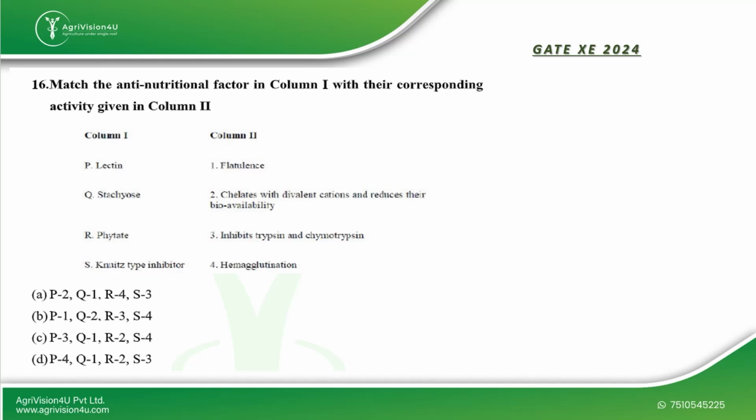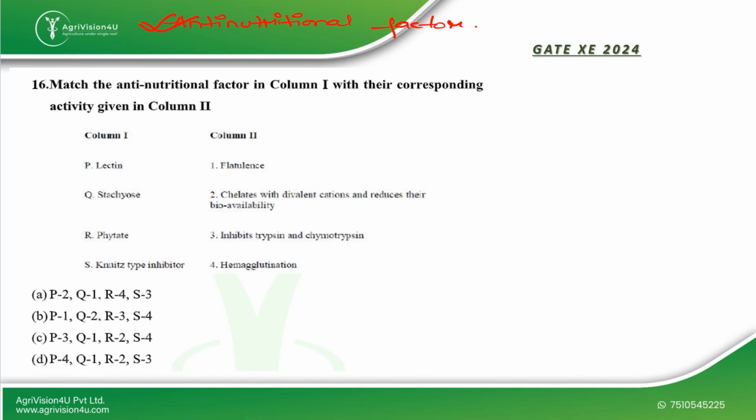So question number 16. Match the anti-nutritional factor in column 1 with their corresponding activity in column 2. So this portion is from anti-nutritional factor. Okay. So lectin. So in GATE, from this portion, anti-nutritional factor, you'll get 1 mark, 2 mark, or match the following type question. So this is a very important portion in terms of your GATE. So you should not leave this portion, anti-nutritional factor. This is an important topic.